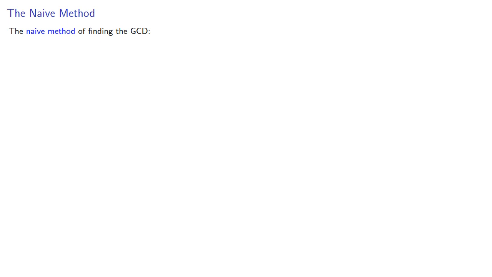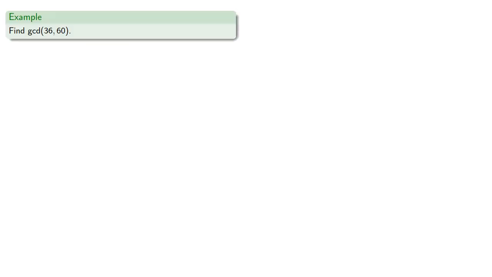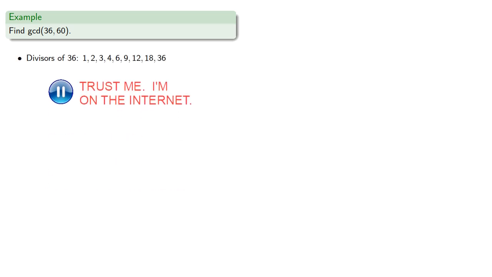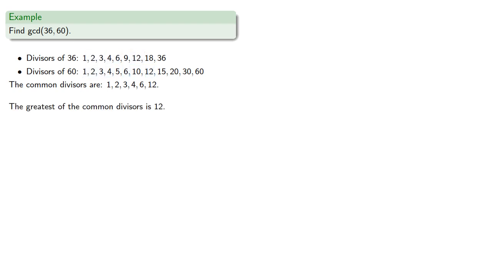Now, the naive method of finding the greatest common divisor: list all divisors of both numbers, find the greatest divisor. We'll sometimes use this phrase naive method or naive approach, and this really doesn't mean anything other than it's the obvious method for solving the problem, not necessarily the best. So we might want to find the greatest common divisor of 36 and 60, so I'll find the divisors of 36, and the divisors of 60, and we note that there's several common divisors, and the greatest of these is 12, and so that's our greatest common divisor.